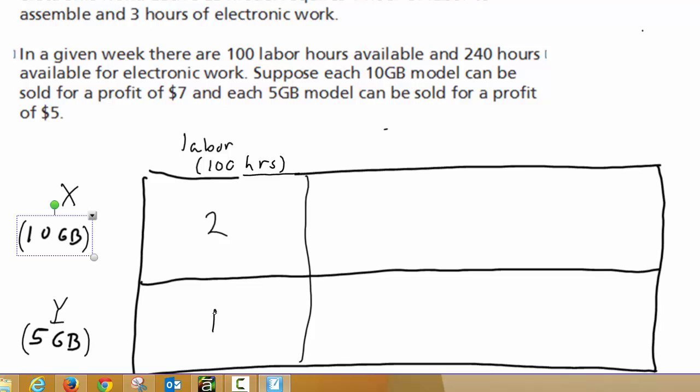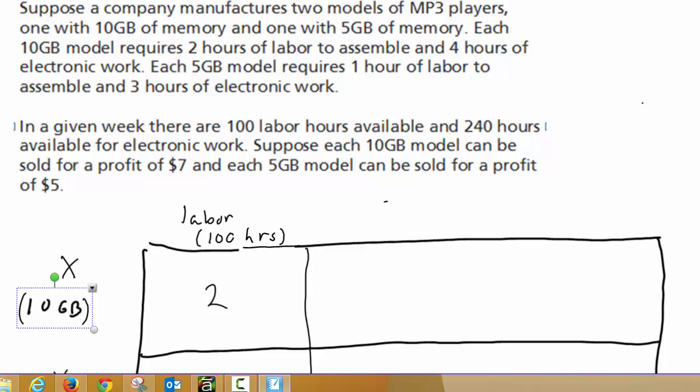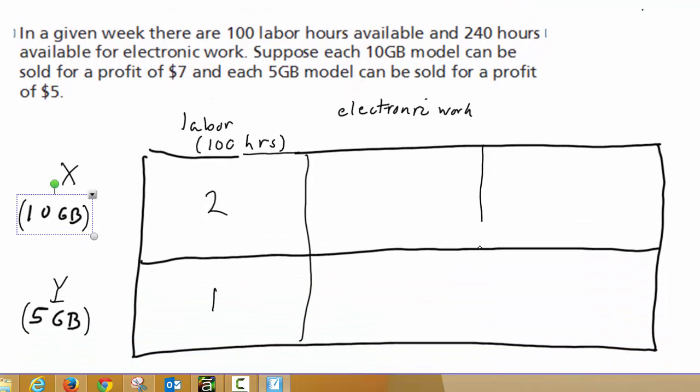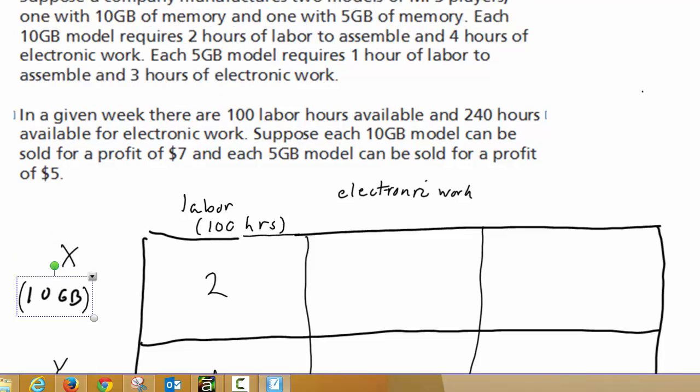Now, what else do we know? Well, in addition to needing some amount of time to assemble, before they're even assembled, there's some amount of time that has to go into electronic work and working with the pieces to get them ready so that they can be assembled. So that is our other resource. That gives us another column in the table. And then we can say, well, what do we know? For any given 10 gigabyte model, how many hours of electronic work are necessary? Well, we see in our problem each 10 gigabyte model requires 4 hours of electronic work. So 4 would go here.